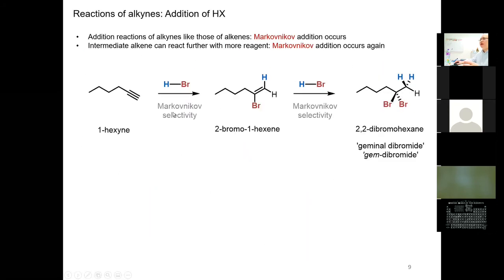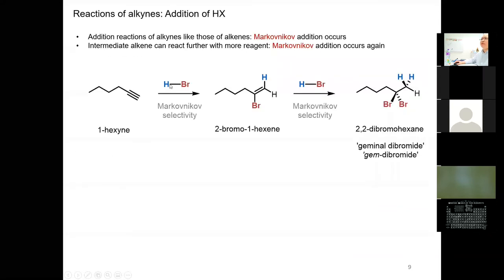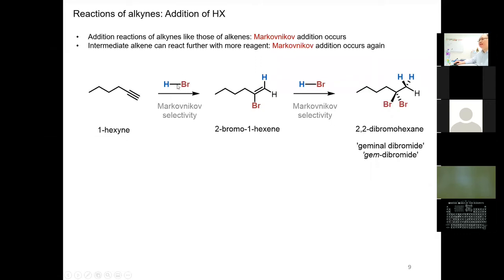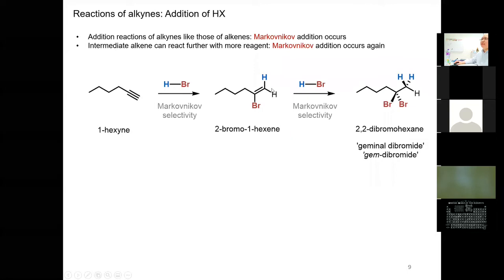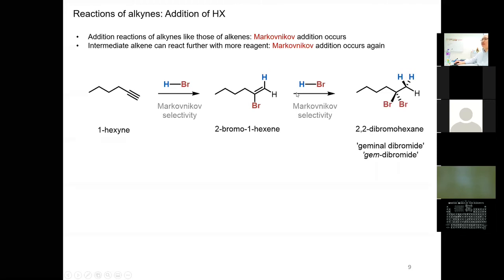For example, I will give you an alkyne and ask, if I have an excess amount of HBr, what's the product? So you would avoid writing the E/Z of this. You will directly write the final product of addition twice, this dibromide product. You don't need to write the single addition if I give you an excess amount of HBr.